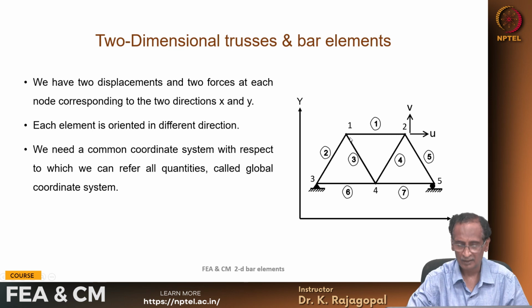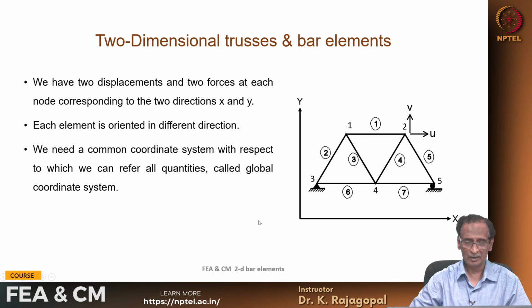Element 1 is connected between nodes 1 and 2, element 2 between 1 and 3, and then 3, 4, 5, 6, 7. Then at each node we have 2 displacements, one in the x direction and one in the y direction, u and v. This Cartesian coordinate system we also call a global coordinate system, because it is common for the entire structure.